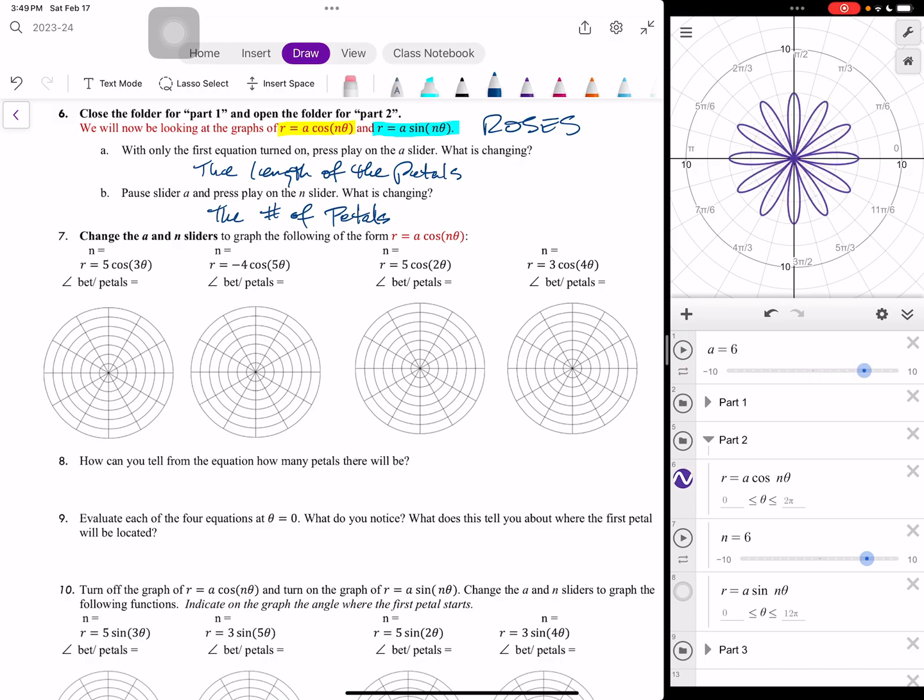I want to change N, not A. So let's change N. When N is 2, even, you have 4 petals. When N is 4, you have 8 petals. When N is 6, you have 12 petals. So right there, I know that when N is even, we have two N petals. So we'll write that down. Go to number 8 here. If N is even, I'm talking 2, 4, 6, 8, and so on, there are 2N petals.